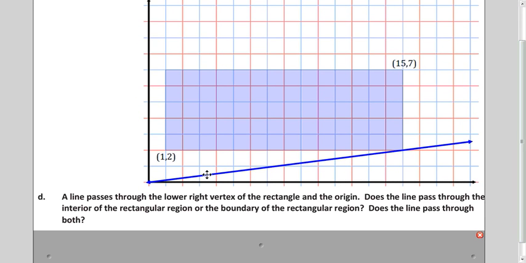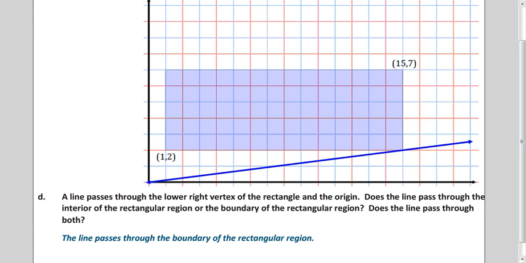What's up with this line? What's happening? So it's going through the origin and this corner. Does it go through the interior of the rectangular region, does it go through the boundary of the rectangular region, or does it go through both? So what's happening with this line at this point? Well, it's hitting just the vertex here. So it's not actually going to hit any of the points on the interior. So it's just passing through the boundary.